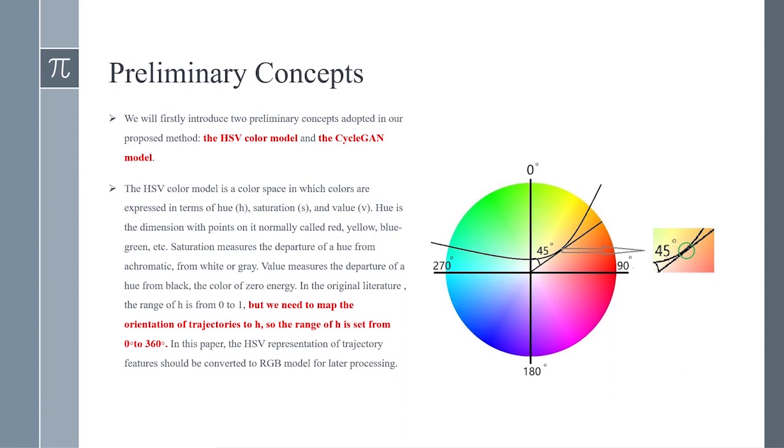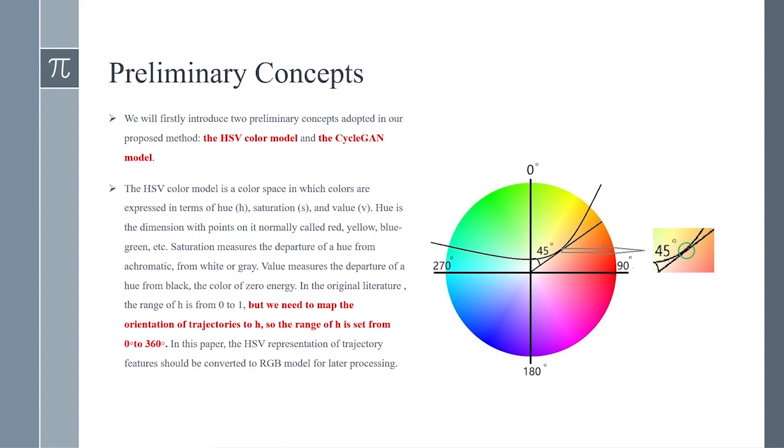We will first introduce the preliminary concepts adopted in our proposed method. The HSV color model and the CycleGAN model. The HSV color model is the color space in which colors are expressed in terms of hue, saturation, and value. Here is the dimension with points of its normal. Code red, yellow, blue, green. Saturation measures the departure of a hue from white or gray. A value measures the departure of a hue from black.